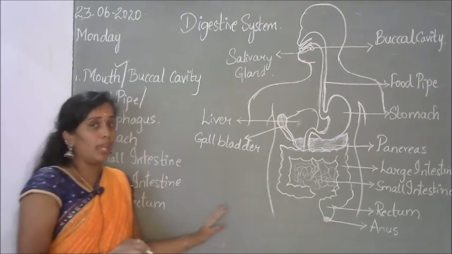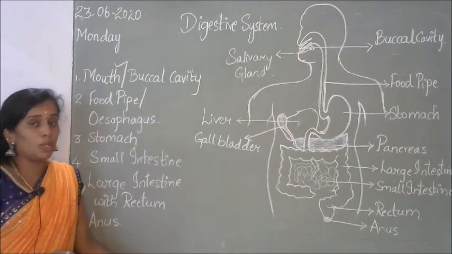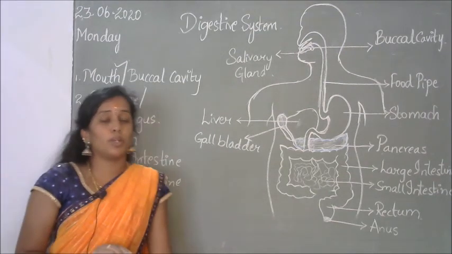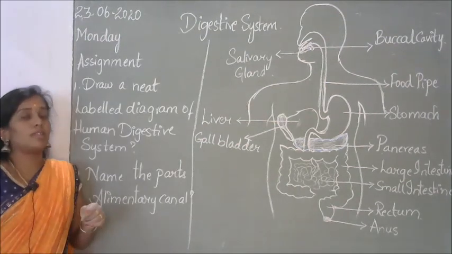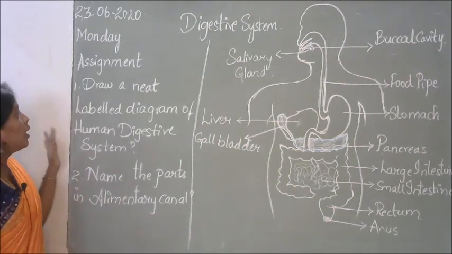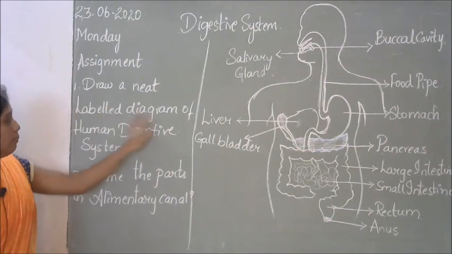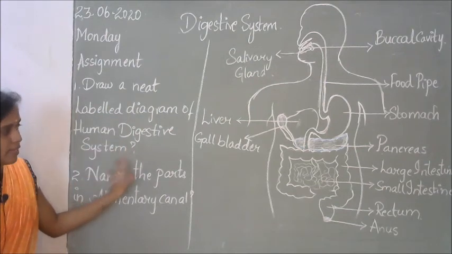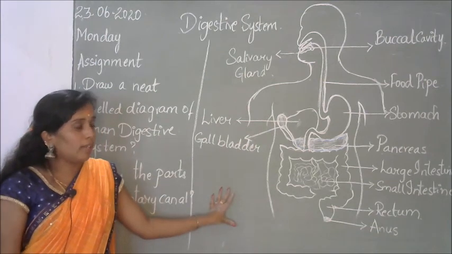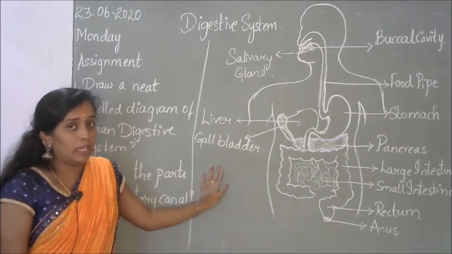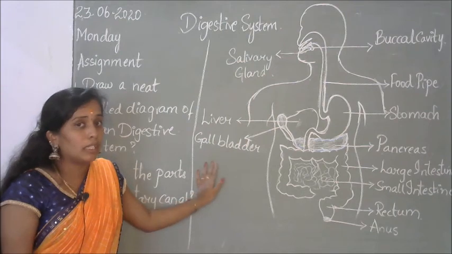Today I'll give you the assignment, make a note of it. If any doubts, make a note of it. Let us clarify in the next session. Today's assignment is you have to draw a neat diagram of the human digestive system. See, this is the diagram of the human digestive system. Take down the drawing. See the parts which are labeled. You have to label it like this only.